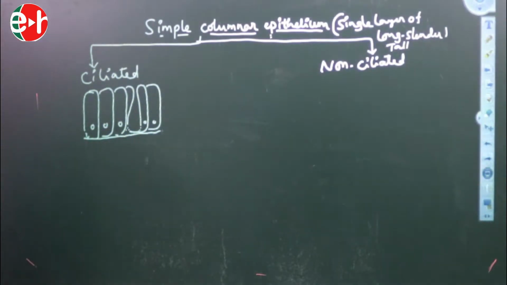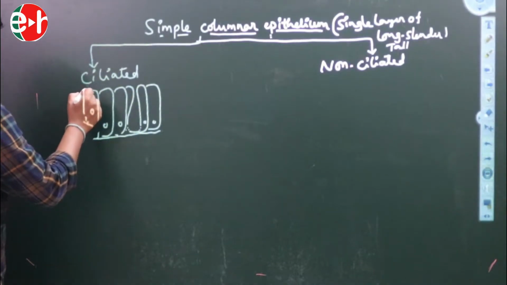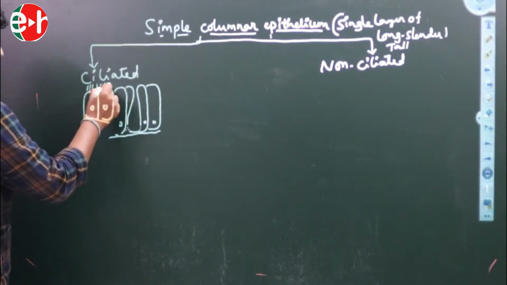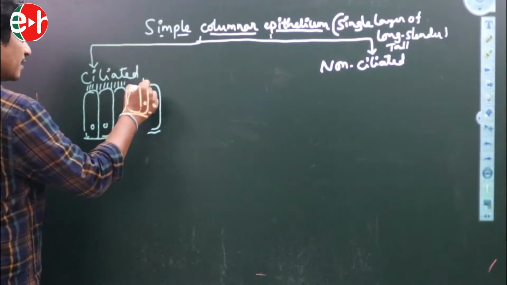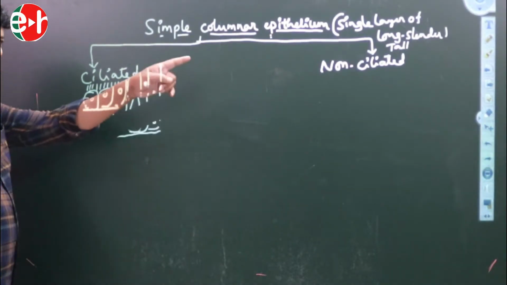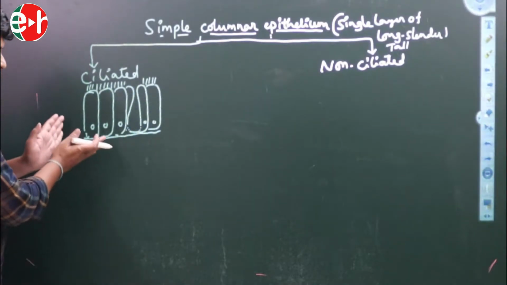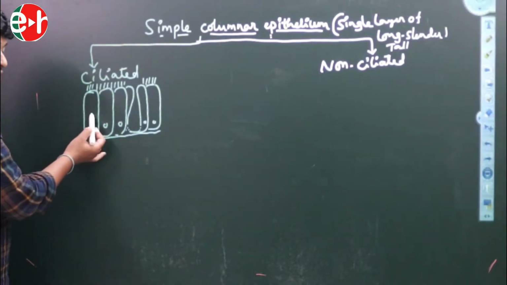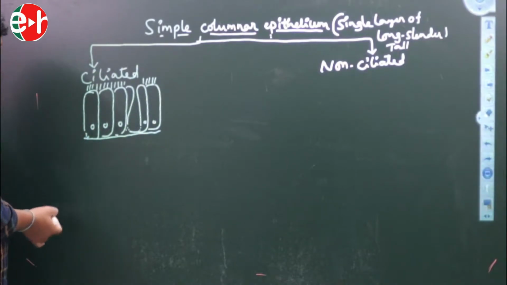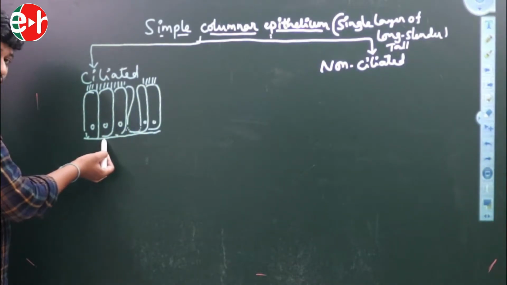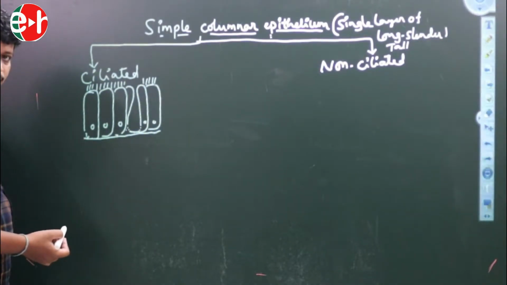This is simple columnar epithelium. Columnar epithelium with cilia is ciliated; columnar epithelium without cilia is non-ciliated. In those cells, the nucleus is not at the center. It is present very close to the basement membrane.